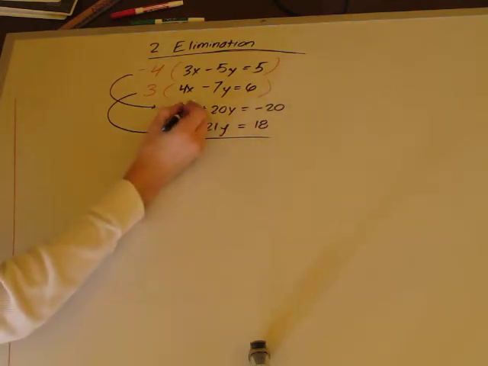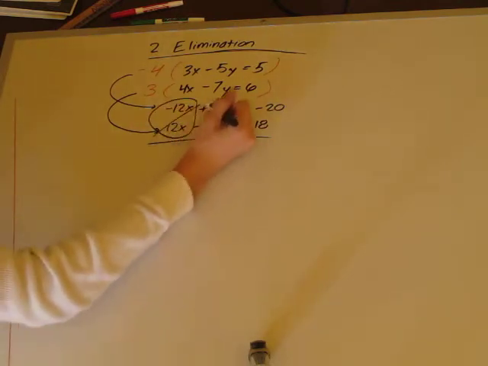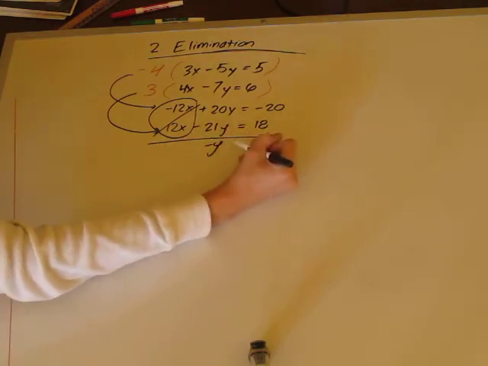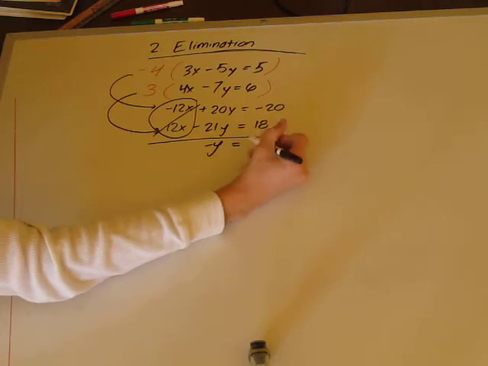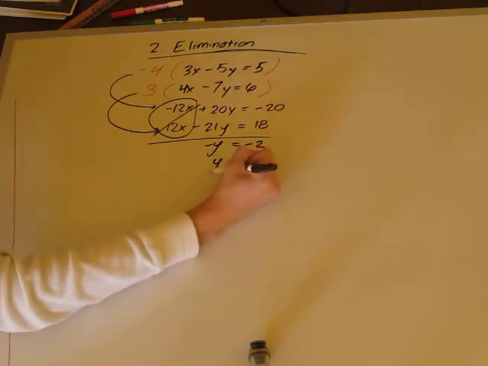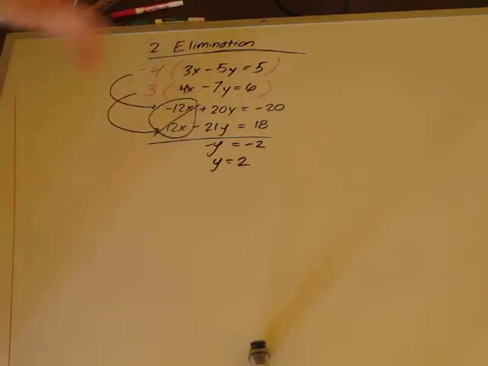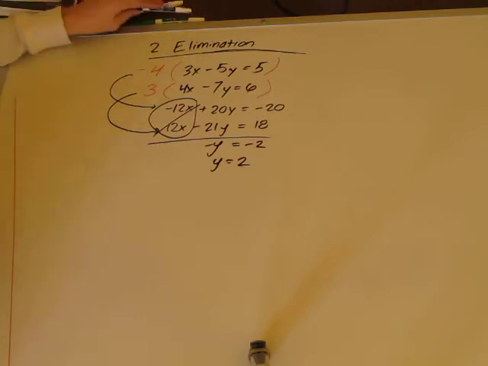Now we have our variable that we can cancel out, and that's the one we're trying to cancel out. 20 minus 21 is negative 1, y. Negative 20 plus 18 is negative 2. So y equals 2 when we divide by that negative 1. And then you plug that in for one of those and solve for x. So that's what happens when you have to multiply both equations.